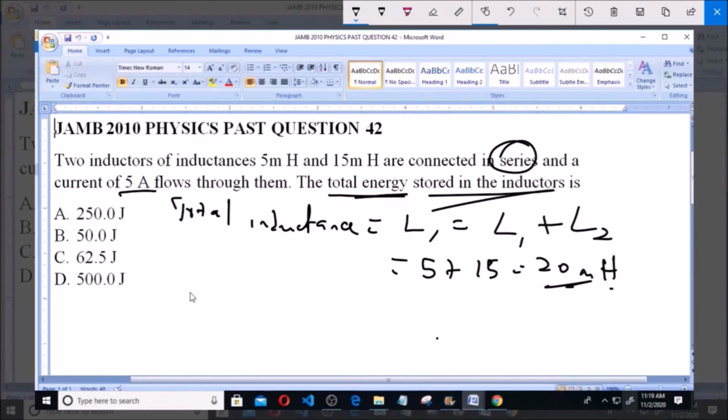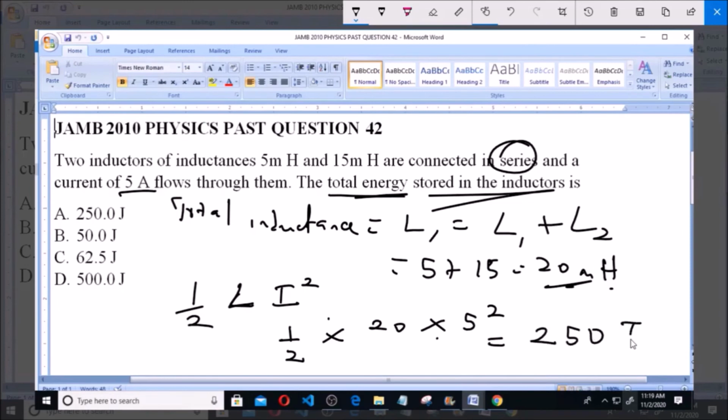Now energy stored in an inductor is given as 1 over 2 L I squared. That is 1 over 2 times the total inductance multiplied by the square of the current. So that is 1 over 2 times 20 times 5 squared, and that will give you 250 joules. 250 joules is option A, which is the correct answer to this question.